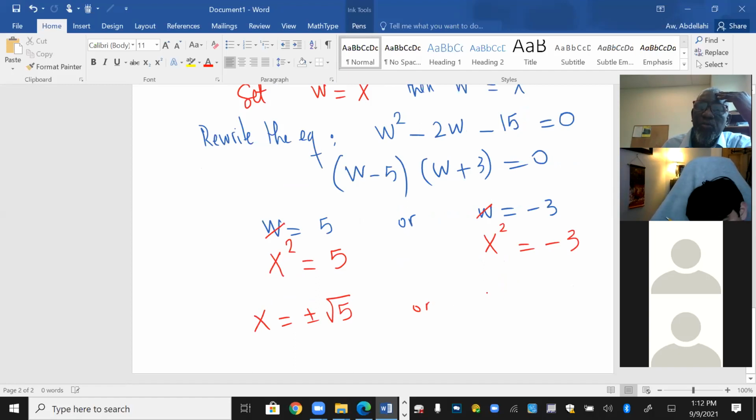And here, X equal to plus or minus what? What comes out when it takes the square root? Square root of 3 with the i, right? Plus or minus i square root of 3. And these are my answers.